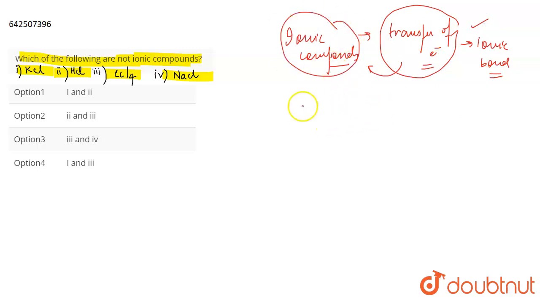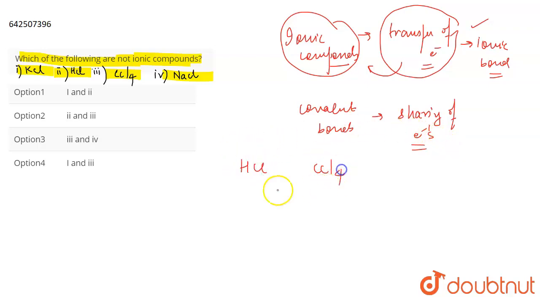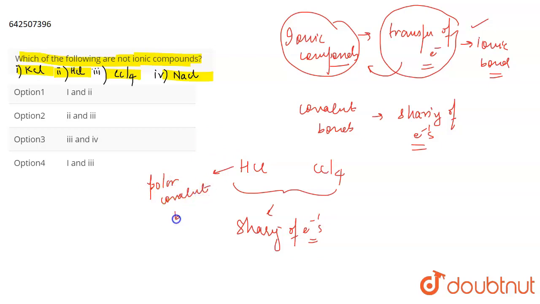Okay, now similarly, if I talk about covalent bonds, then covalent bonds are such bonds that are formed by sharing of electrons, right? These are the bonds that are formed by sharing of electrons. Okay, so if I talk about HCl and CCl4, then both of these are formed by sharing of electrons, out of which HCl is a polar covalent bond. HCl consists of a polar covalent bond.